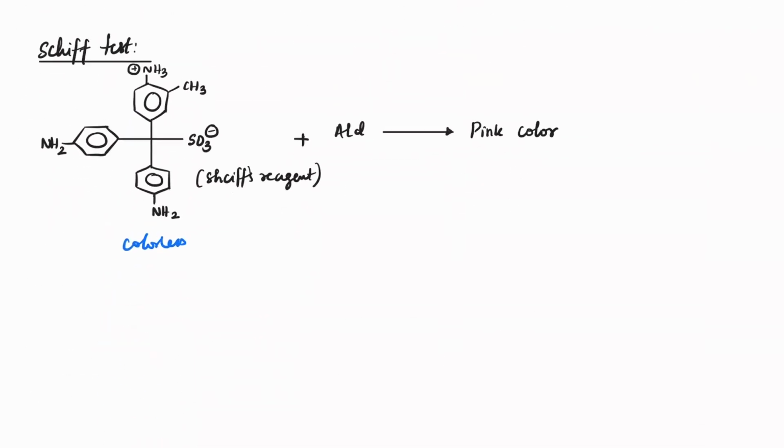Now, what is Schiff's test? Check out Schiff's test here. Schiff's test is when you have this particular compound, which we call para rosaniline. So first para rosaniline is being added to the aldehyde, and that will give you a pink coloration. So how is that pink coloration? What is the product? Let me write that down.